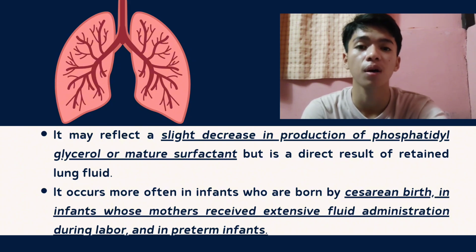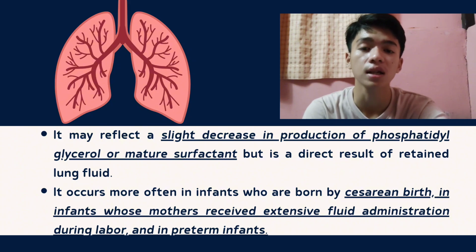It also affects infants whose mothers received extensive fluid administration during labor, and preterm infants. Infants born by cesarean birth are probably more prone to develop this form of respiratory distress because the thoracic cavity is not compressed as it is in vaginal birth, so less lung fluid is expelled than normally.